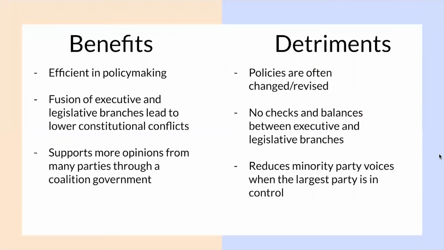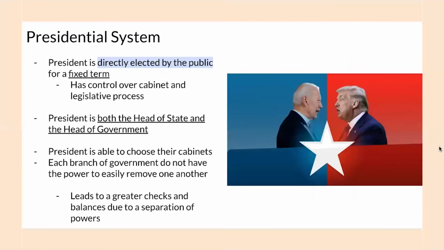The benefits of this system include efficiency in policymaking, the fusion of executive and legislative branches, which leads to lower constitutional conflicts, as well as support for more opinions from many parties through a coalition government. Detriments include policies that are often changed or revised, no checks and balances between executive and legislative branches, and reduction in minority party voices when the largest party is in control.